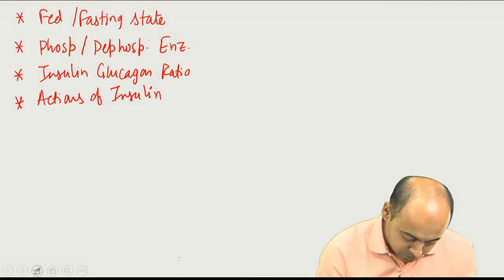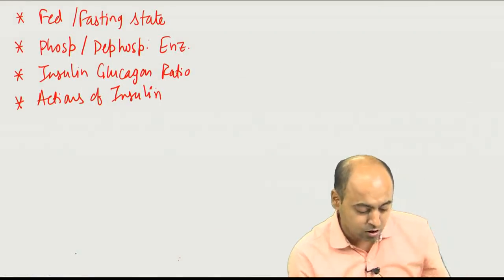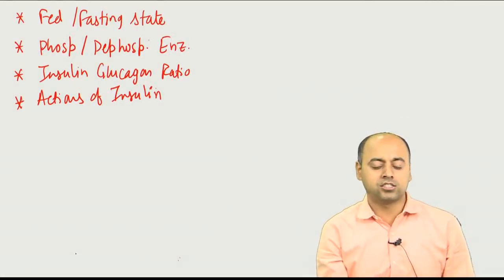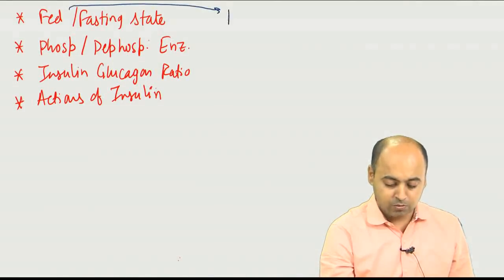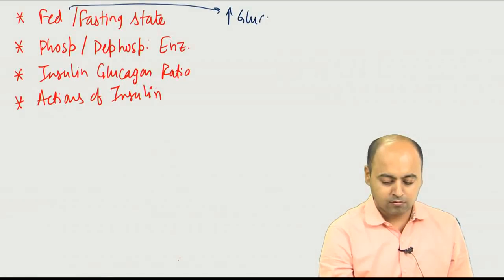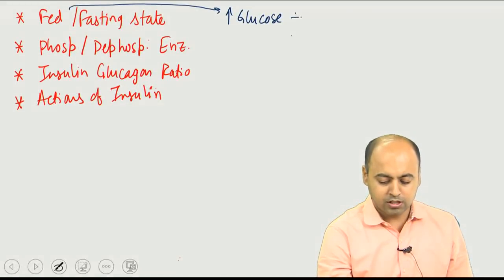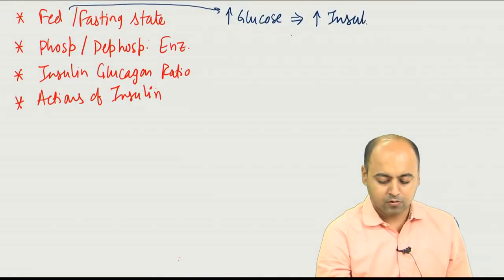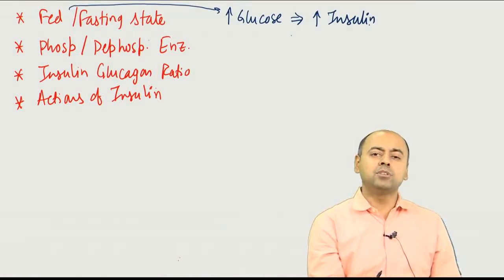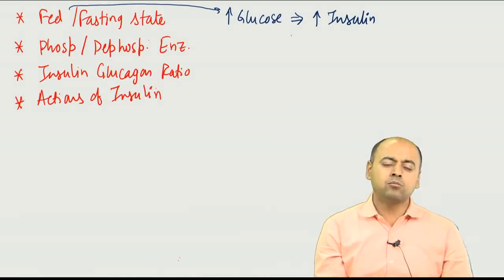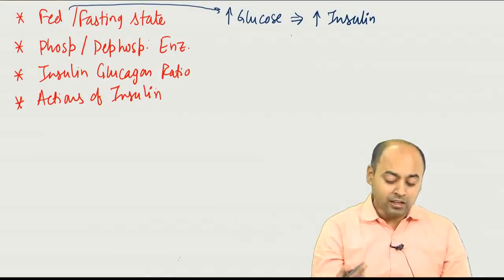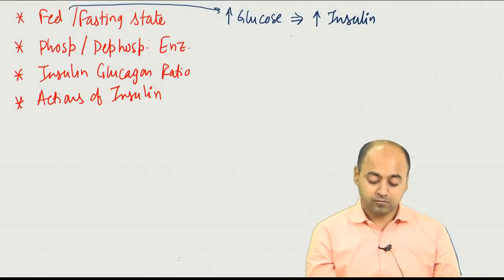Now let's start one by one. First, talking about the fed and the fasting state. In the fed state, there will be increased glucose. When the glucose increases, there will be increased insulin. So when I say fed state, I am basically asking about enzymes activated by insulin. When I say fasting, I am talking about enzymes activated by the counterpart, that is the glucagon.